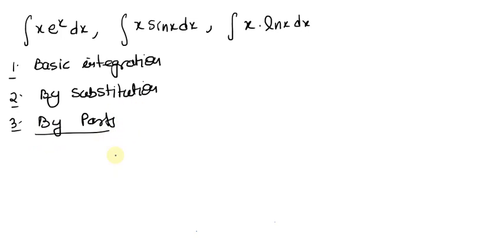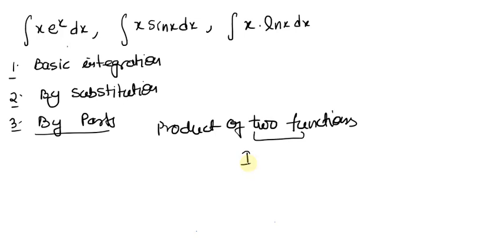Okay, integration by parts. So you can see here that generally the format is the product of two functions. How to decide the two functions in the product? Based on the ILATE rule.